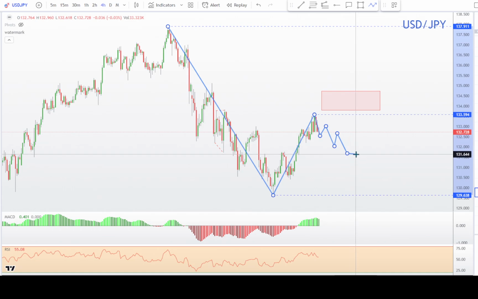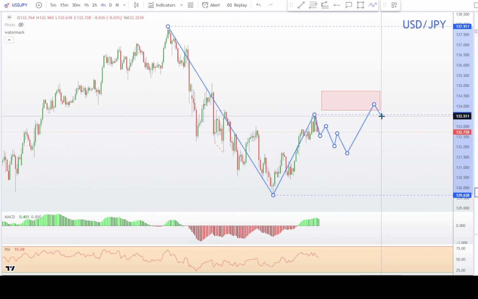But somewhere, maybe like 131-ish, somewhere down in here, I would start to look, if you want to go long, you could go long for here for a break back up to break the previous high, and probably even into this red zone here, 133.81, maybe even up to 134.72, somewhere in here.